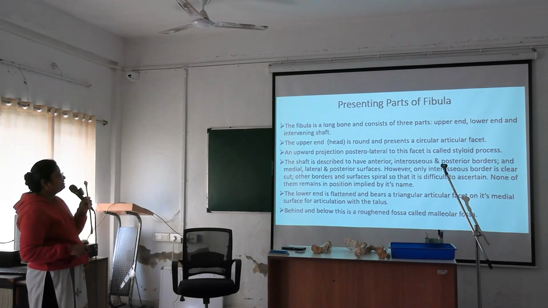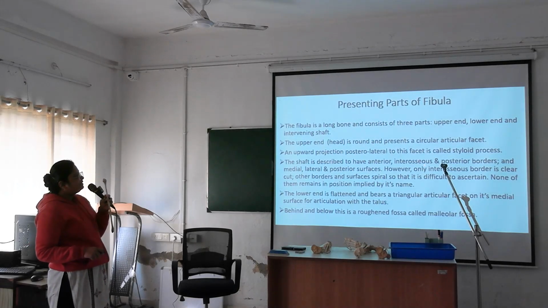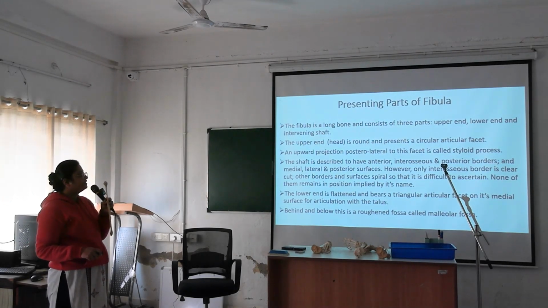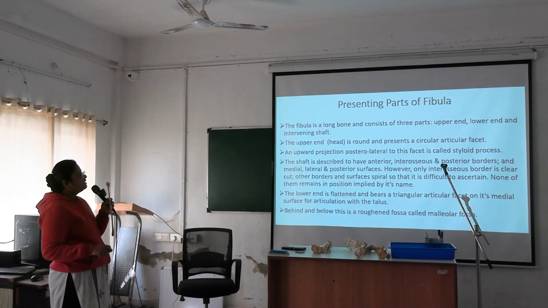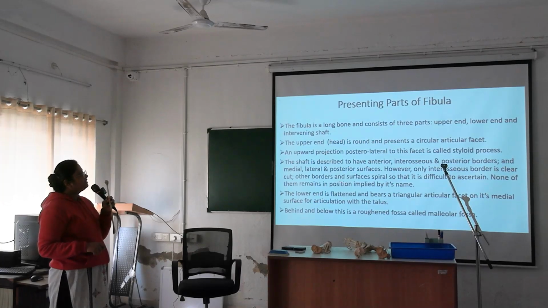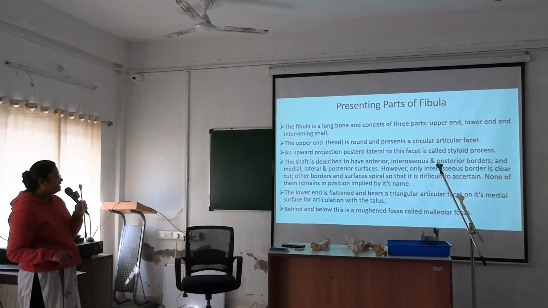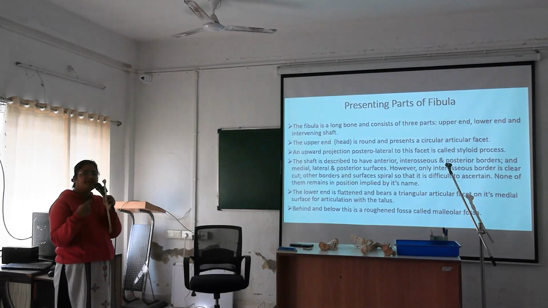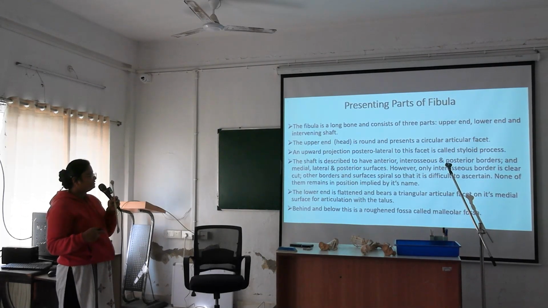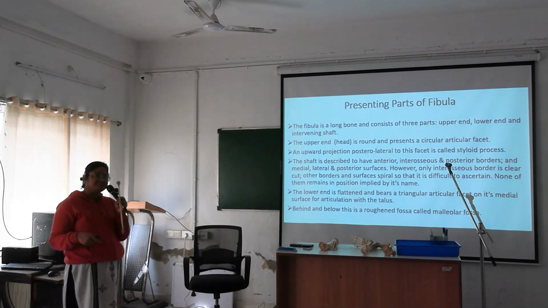The shaft is described to have three borders and three surfaces: anterior border, interosseous border, and posterior border. And three surfaces are medial, lateral, and posterior surfaces. However, only interosseous border is clear cut, and other borders and surfaces are spiral, so that it is difficult to ascertain the borders, and none of them remains in position implied by their name. Spiraling of the borders is occurring, that's why they are not lying in position.